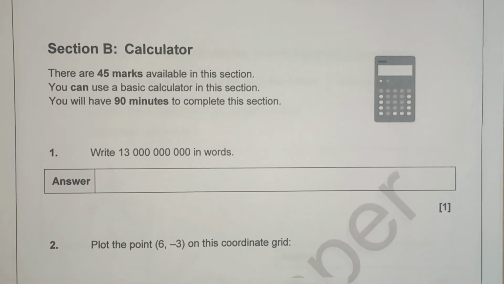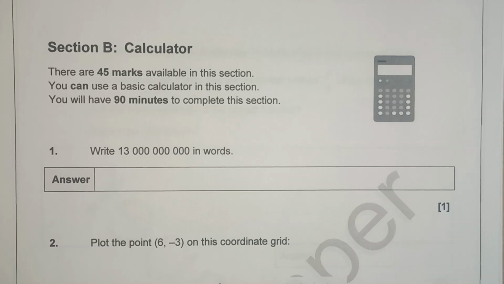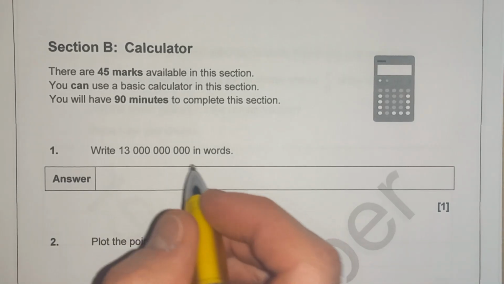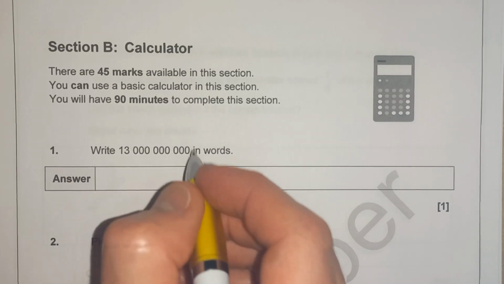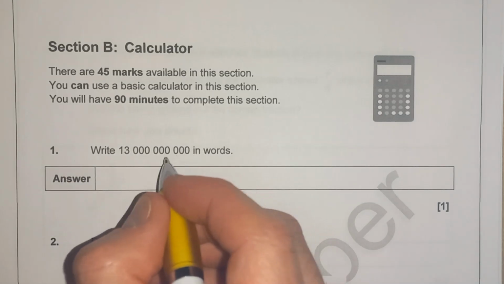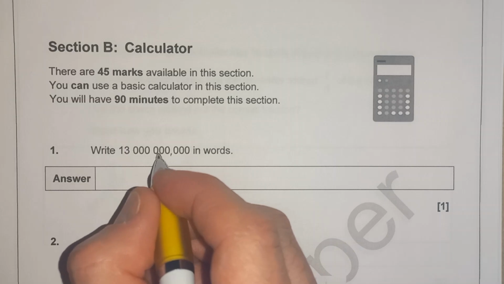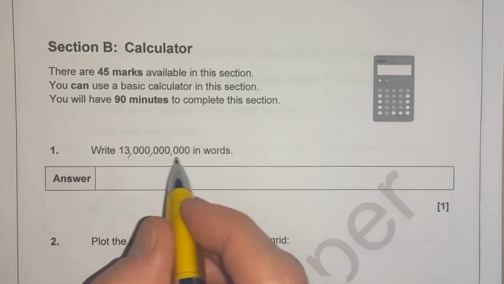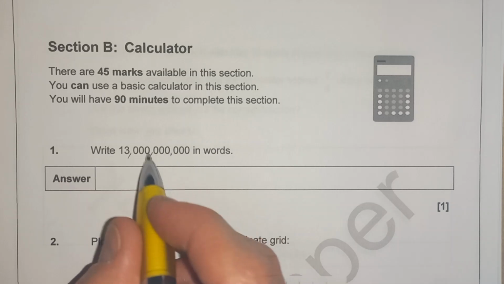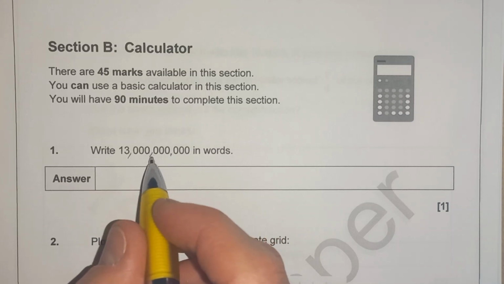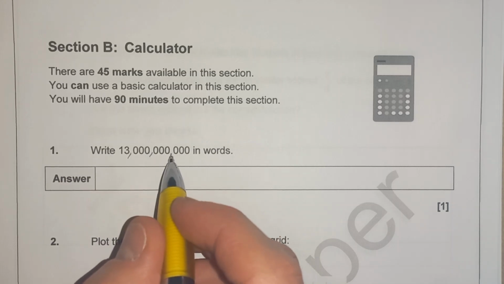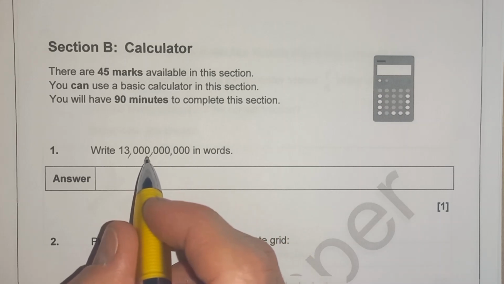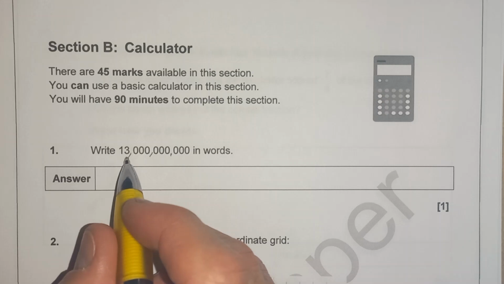So now we're on to our calculator section. Write this number in words. Before I try to read it, I'm going to start from the end and count 1, 2, 3, comma, 1, 2, 3, comma, 1, 2, 3, comma. I know the first bit is thousands. The next bit would be hundreds of thousands. So if I've got a comma here, I know I'm going to have thousands. If I've got a second comma, I know I'm going to have millions. If I've got a third comma, I'm going to have billions.